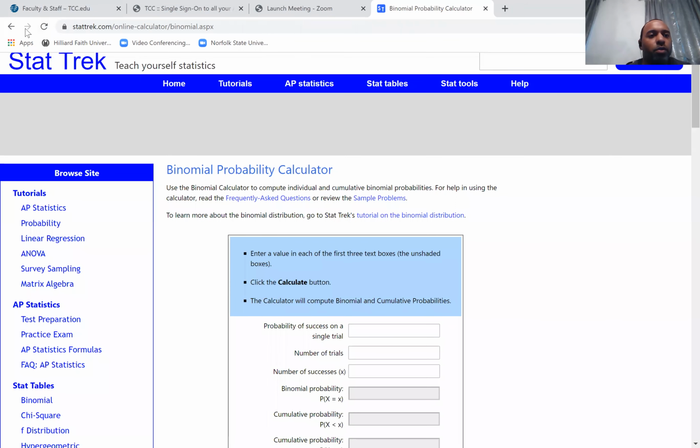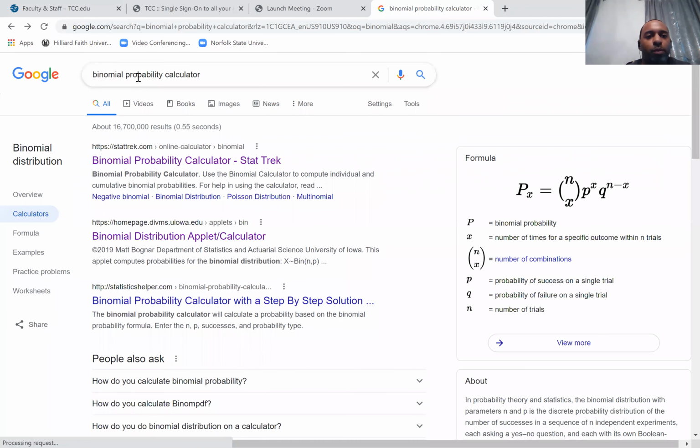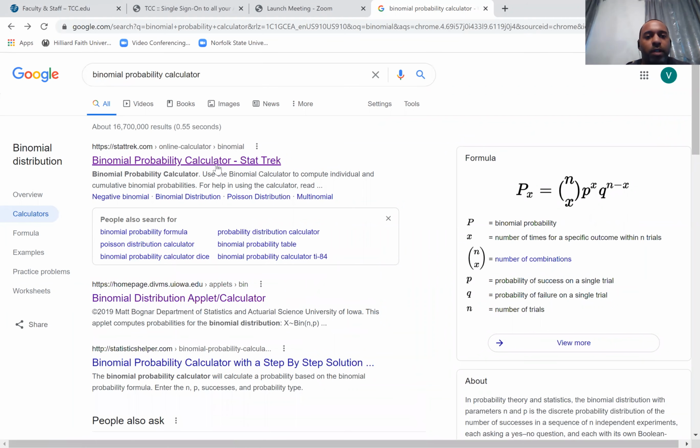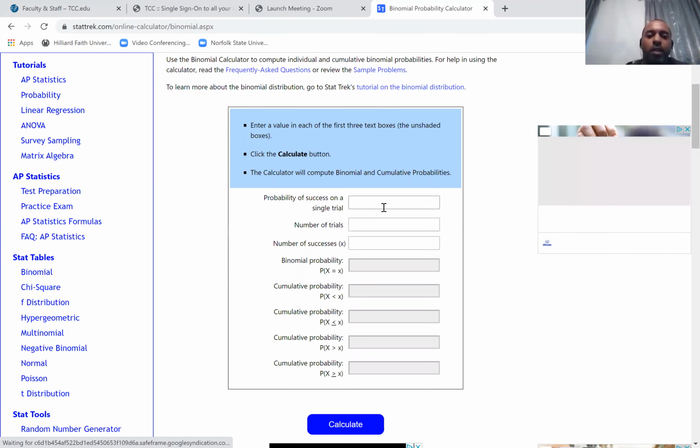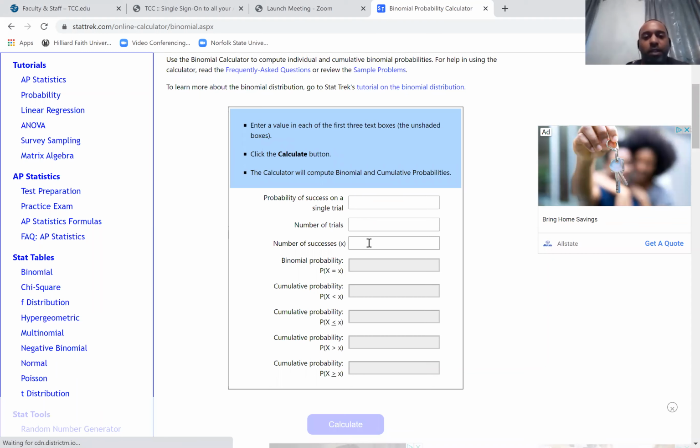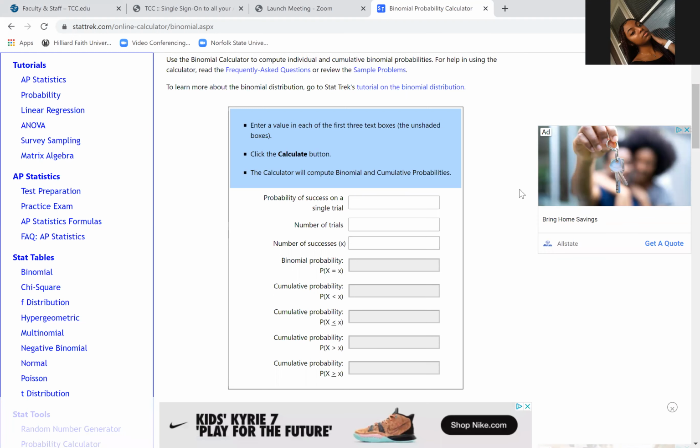So if you go to the binomial probability calculator, Stat Trek, that's a good one. Once you type in the probability of success, the number of trials, and the number of successes, it'll give you all of your scenarios right there. Okay. All right. Let me know if you have any issues with using it. Yep. All right.